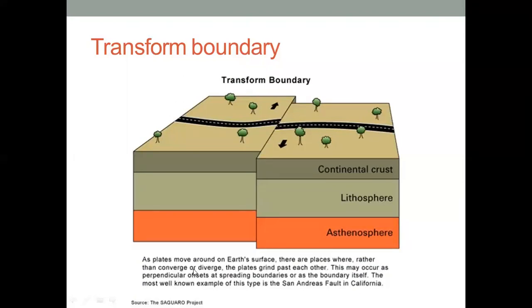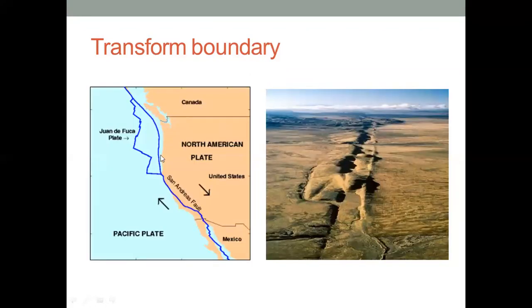So as plates move around on the Earth's surface, there are places where rather than converge or diverge, the plates grind past each other. This is one kind of transform boundary. This may occur as perpendicular offsets at spreading boundaries or as the boundary itself. The most well-known example of this type of transform boundary is the San Andreas Fault in California.